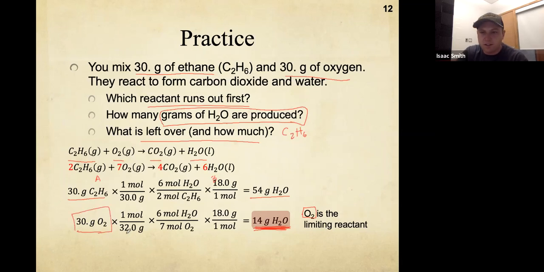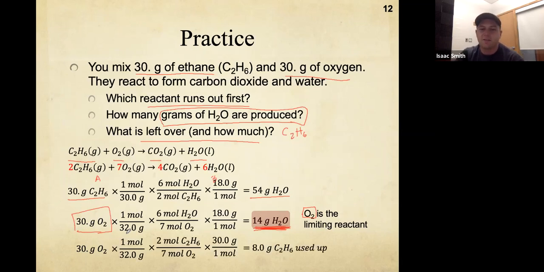So we'd start with the oxygen, and convert grams of oxygen over to grams of ethane using that same pathway that we've done so many times. Sorry, I'm just going through it fast because we've done it so many times at this point. We do that mass calculation and find that 30 grams of oxygen actually uses 8 grams of ethane. We started with 30 grams of ethane. We use 8 grams of ethane to burn 30 grams of oxygen. So we actually have 22 grams of ethane left over after this reaction.